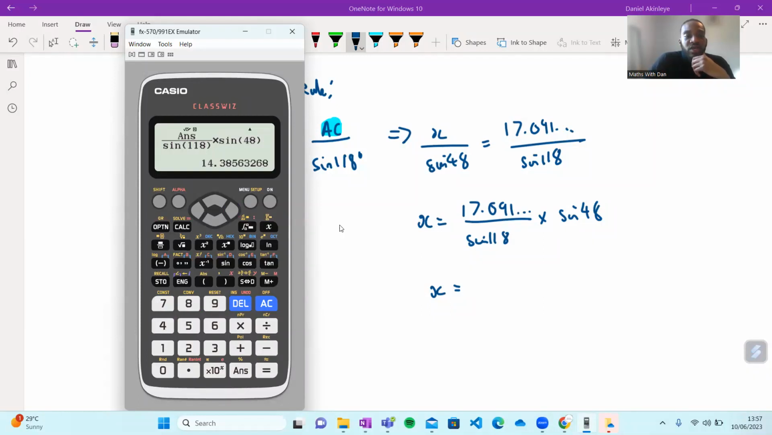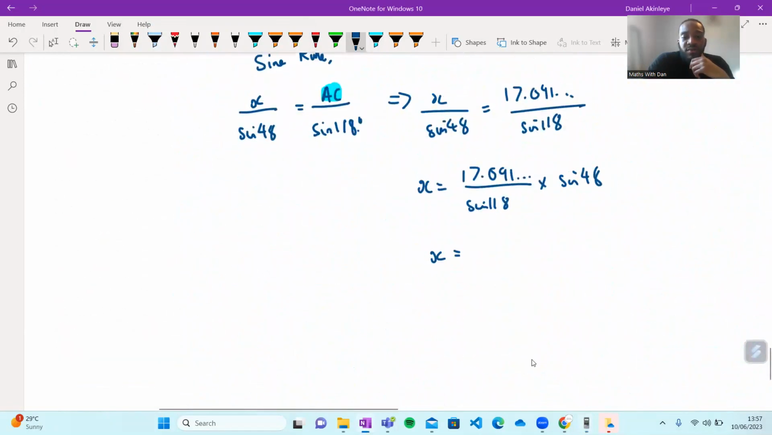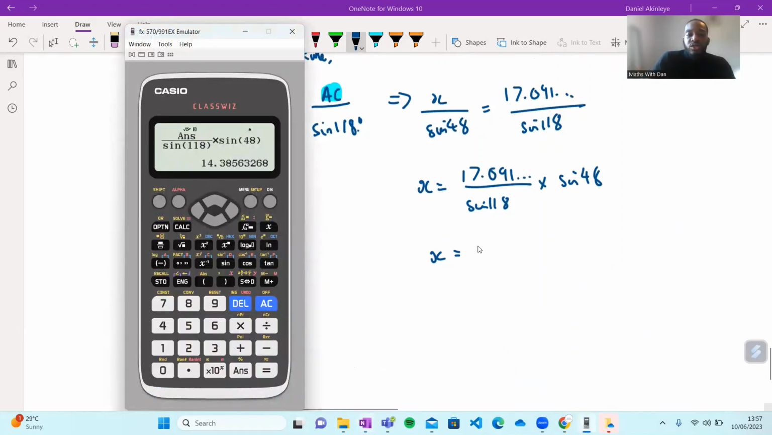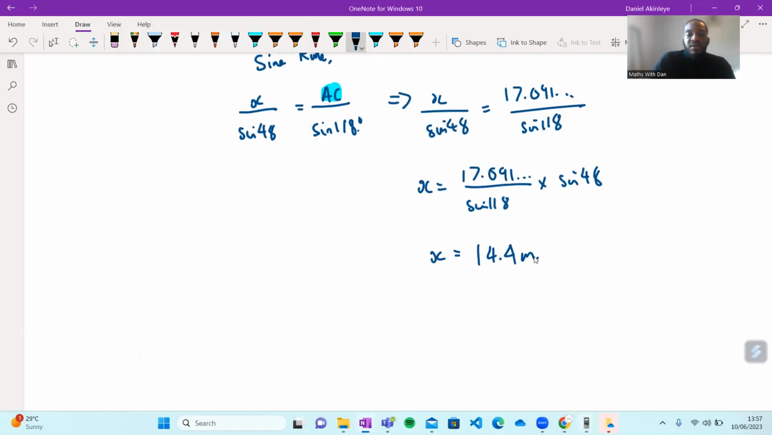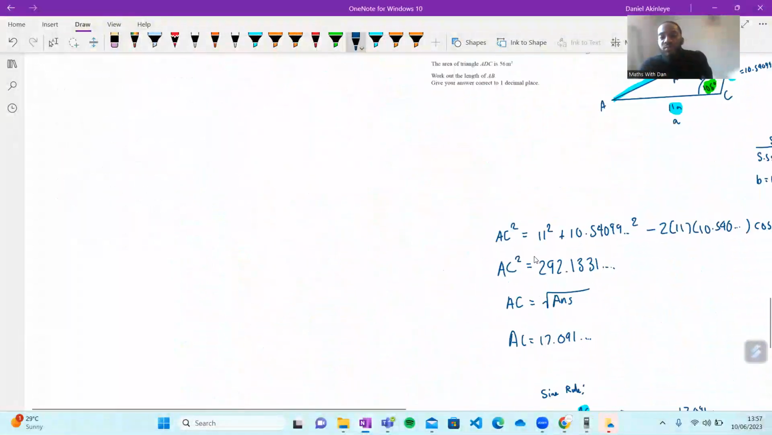And this gives me 14.385 and so on. And they wanted it to how many decimal places? One decimal place. So that's just going to be 14.4, isn't it? Yeah, so the answer is just 14.4 and it's in meters, I think. Yeah, perfect. It's in meters. So the answer is 14.4.